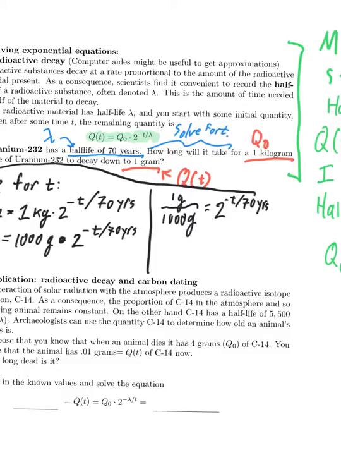So now, one thing can happen first. The grams cancel, right? So now I see an equation that is in logarithmic form. Nope, it's in exponential form. And the stuff that I want to find is in the exponent. So I should rewrite this in logarithmic form. So I'll see log base 2 of 1 over 1,000 is equal to negative t over 70.